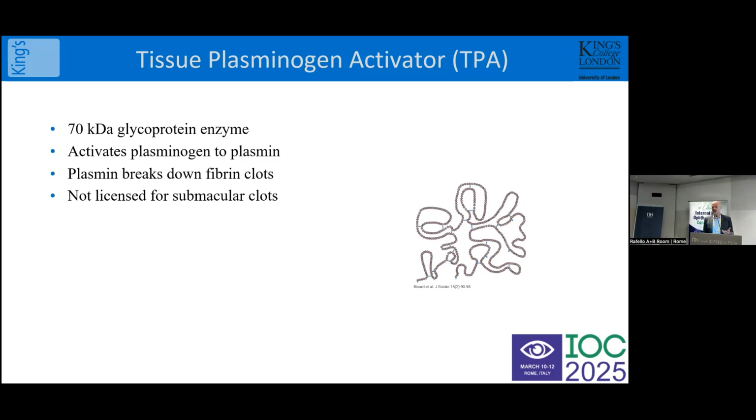It's used for stroke, for very large pulmonary embolus, and for ischemic myocardial infarction, but it's unlicensed in use with the eye. So if you're treating a patient with TPA, you need to let them know it's an unlicensed off-label treatment. It's not unlicensed, it's off-label.